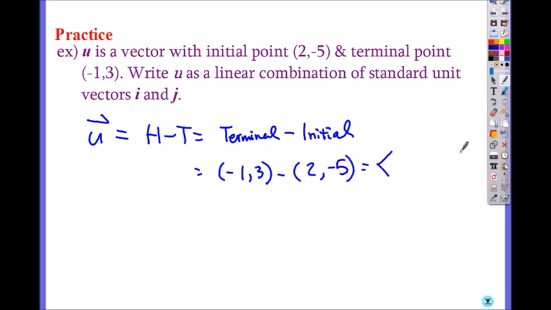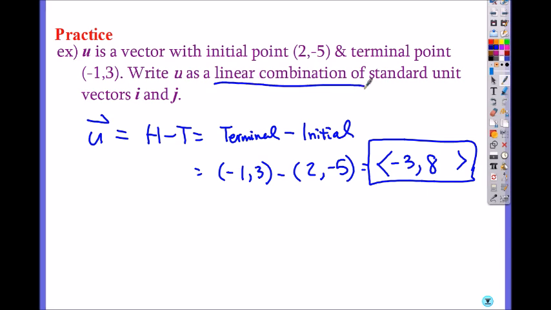So now your component form of the vector: -1 minus 2 is -3, and 3 minus -5 is plus 5, which is 8. So that's the component form of the vector. Now, they ask you to write it as a linear combination of i and j. So how would you write it? Just the x component, -3, times the i vector, plus 8 times the j vector.